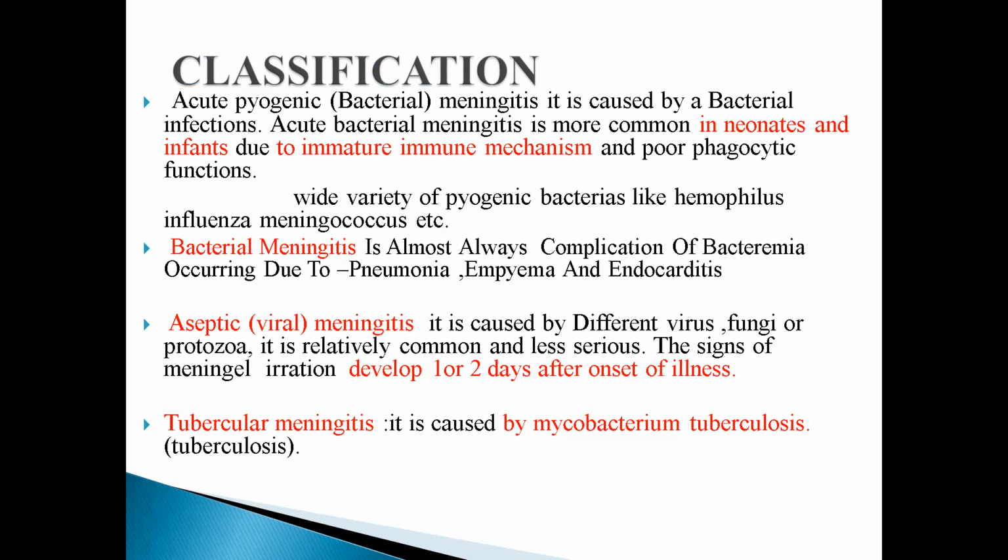Acute bacterial meningitis is more common in neonates and infants, because of the immature immune mechanism and poor phagocytic functions. There is a greater chance of bacterial meningitis spreading in the neonate and infant age group of children, because of the immature immune mechanism and the poor phagocytic functions. Bacterial meningitis is almost always a complication of bacteremia, occurring due to pneumonia, empyema, or maybe endocarditis.